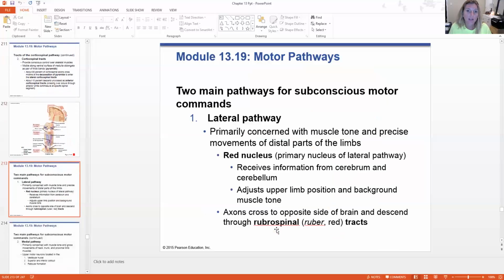muscles. Let's talk about the two main pathways for subconscious motor control or commands. There's the lateral pathway. The lateral pathway, this one's mostly concerned with like muscle tone, precise movements, the distal part of the limbs like fingers and toes. The red nucleus is in control of that. The axons on the opposite side of the brain are descending through what we call the rubrospinal tracts.